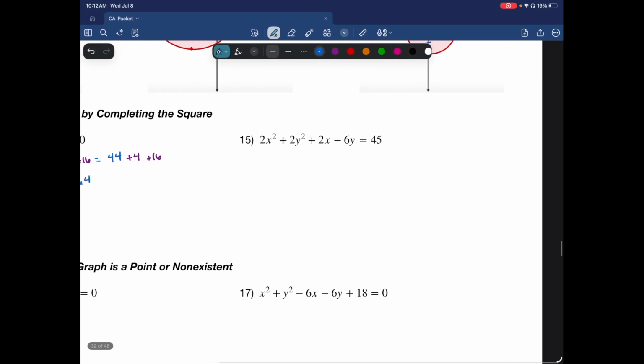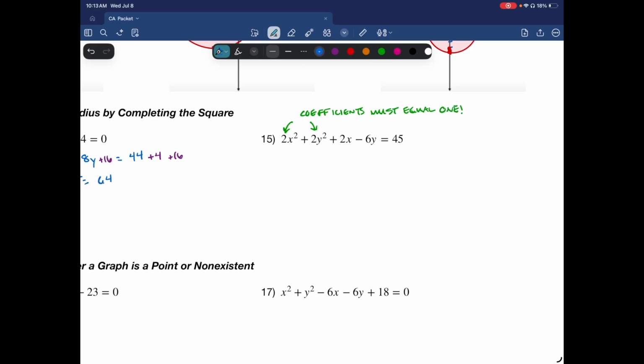All right. Now, in 15, my coefficients for x squared and y squared need to be 1. So here we go. I'm going to say divide everything by 2. That's going to give me x squared plus y squared plus x minus 3y equals 45 over 2. Okay, so I put my x's together and y's together. So I got x squared plus x plus y squared minus 3y equals 45 over 2.